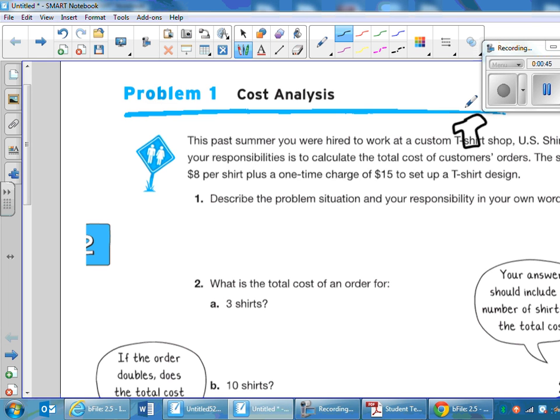Number 1, describe the problem situation and your responsibility in your own words. So describe what's going on up here, and if you were the worker, what your responsibility is. Do that now and press play when you're ready.